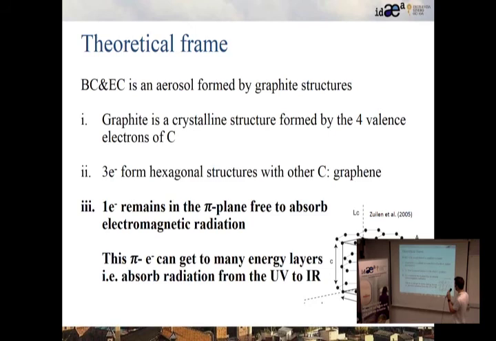Why is black carbon so efficient? Well, it's mainly due to its composition, a graphite-like crystalline structure. It forms a hexagonal structure with three electrons, and then there is a remaining free electron in the p plane, which is free to roam, and this roaming means absorbing radiation from the ultraviolet to the near infrared, so it has the ability to absorb a lot of energy.